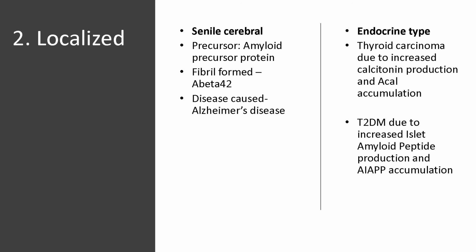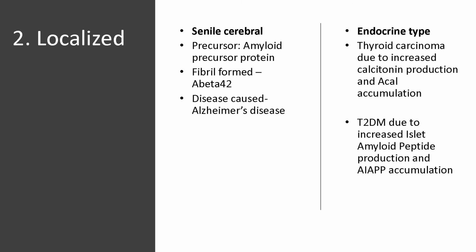The senile cerebral type is what we have previously discussed, which is about the Alzheimer disease, where the amyloidosis occurs only in specific organs. In Alzheimer disease, the amyloidosis is seen localized in the brain, that too in specific regions of the brain like the cerebral cortex and the hippocampus. Here there is a transmembrane protein called the amyloid precursor protein. The amyloid precursor protein gets cleaved by various secretases, resulting in the formation of amyloid beta. Amyloid beta 42 has an increased propensity to aggregate and forms the amyloid plaques.